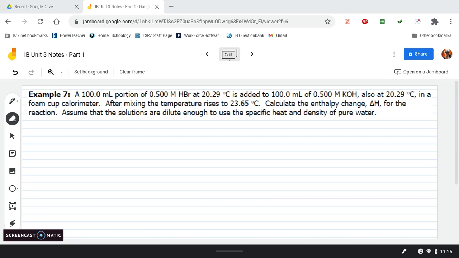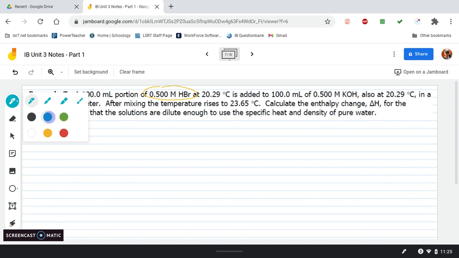Okay, so this is a pretty complicated problem, but if we break it down into some key things we're looking for, then we're going to be able to understand how to solve this. So first thing you're going to be looking at is that there are molarities. So this is a 0.5 molar HBr, and this is a 0.5 molar KOH.